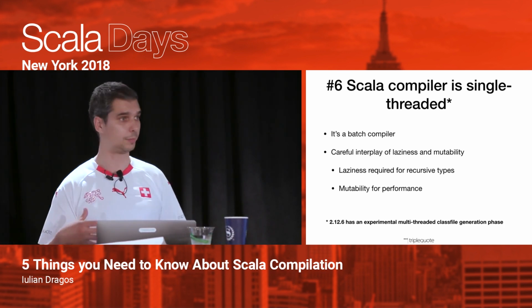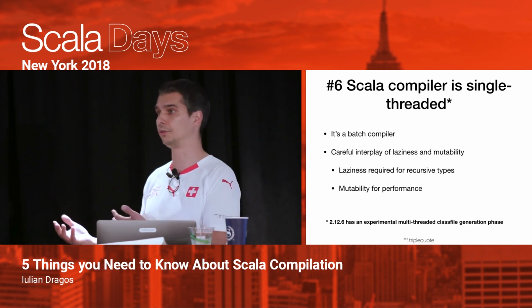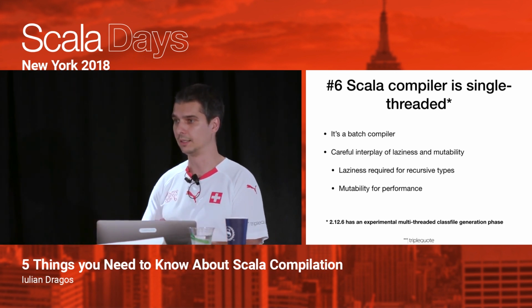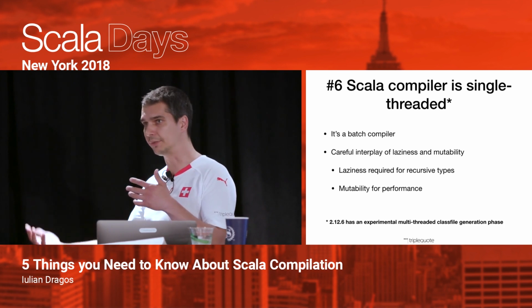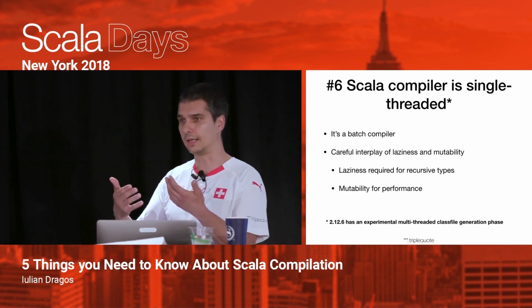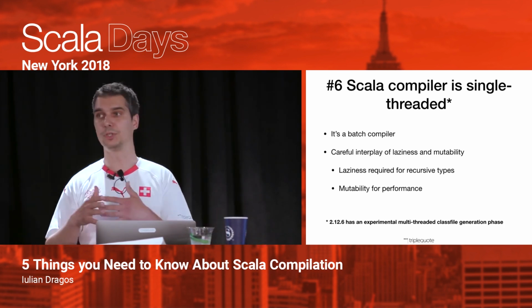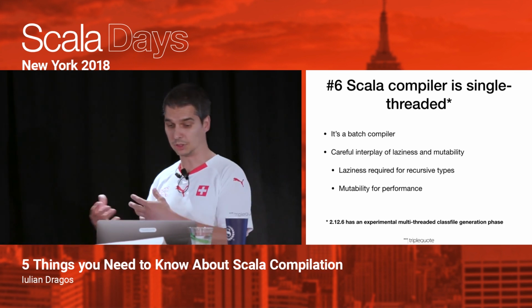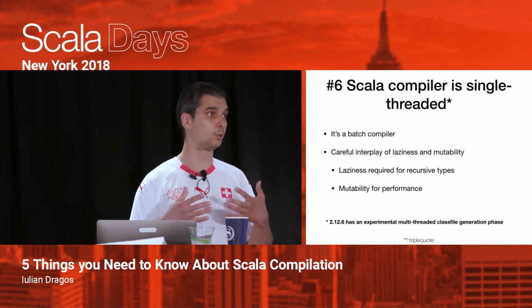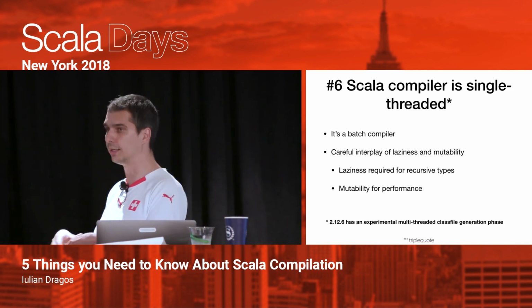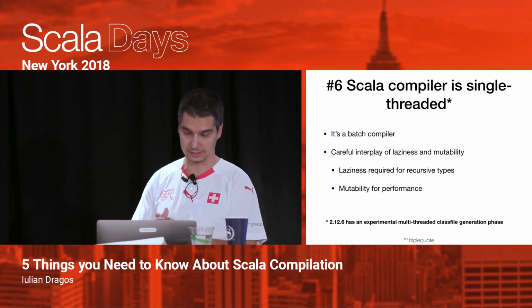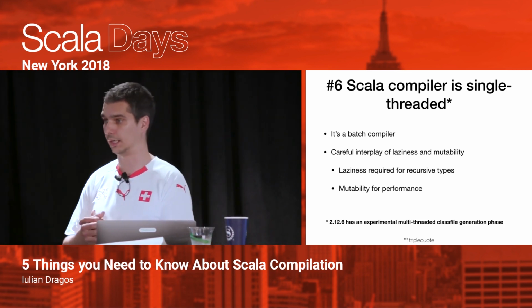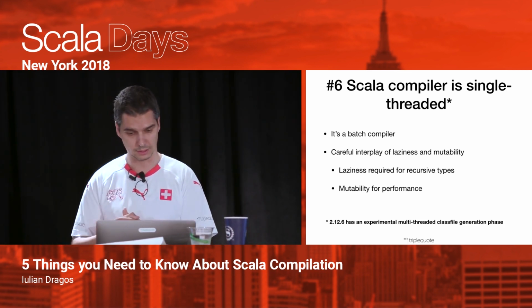And for correctness, or because of the language, it also has to use laziness in type checking. In order to allow circular references, like a class referring back to itself, you cannot be too eager when you type check those things. So laziness is required. Mutability for performance. If you put the two together, you probably don't want to add multi-threading as well. It will make for a very complicated piece of software.